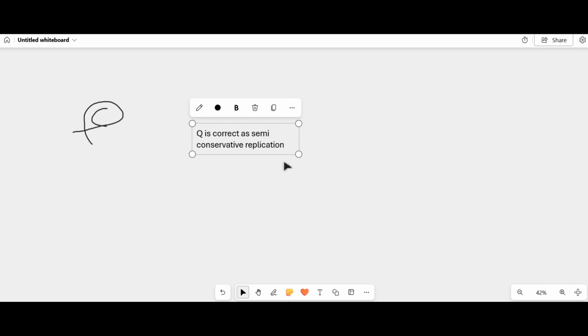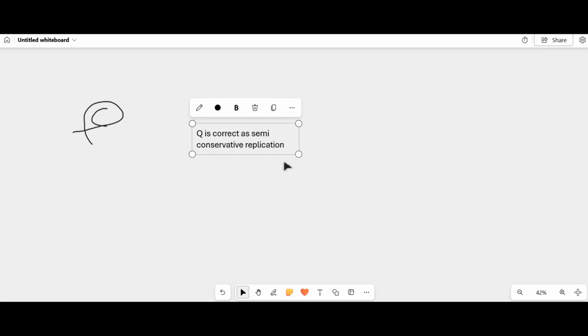Question C is asking you which is the correct model. Obviously, the correct model is going to be Q, so just write that. Q is the correct model. That's semi-conservative replication, because you've got one DNA strand that's being left over and then it's being used as a template.